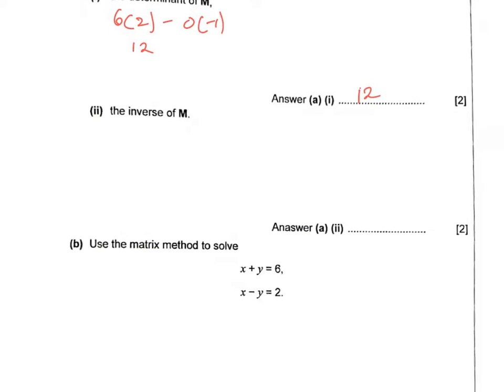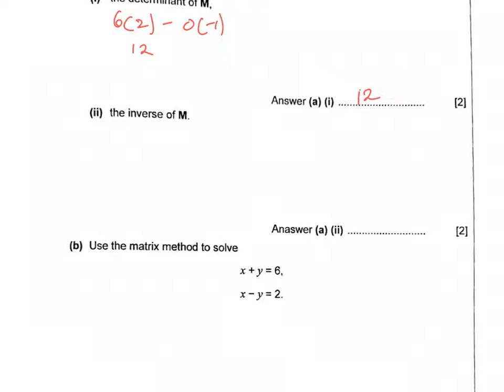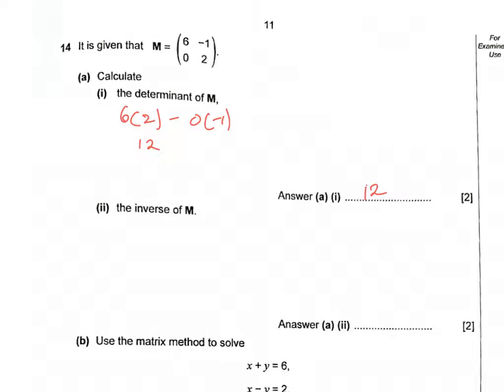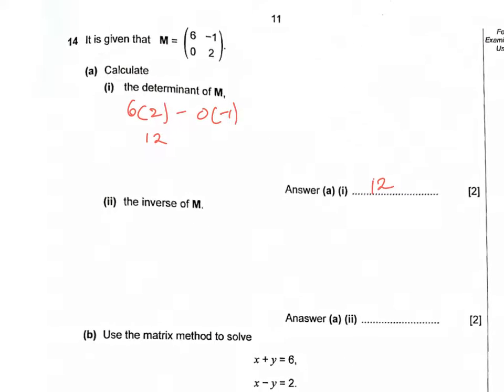Okay, then I go to the inverse. How do we get the inverse? So we multiply 1 over the determinant times, we swap, if you remember. So we get the inverse of M. M inverse will be 1 over 12, and then we swap these two, so we'll have a 2 here. These two, they just change signs, so that means this becomes positive 1. This is just 0, 0 has no sign, and this is a 6 here.